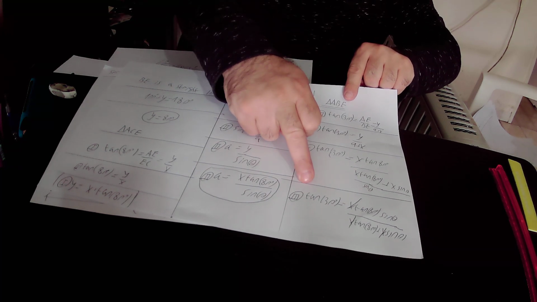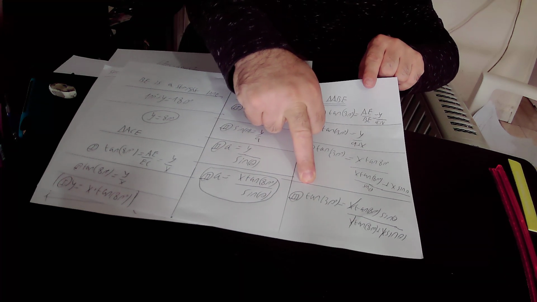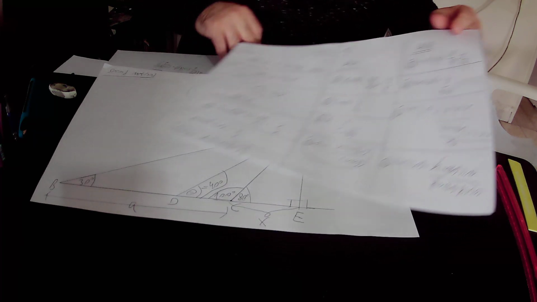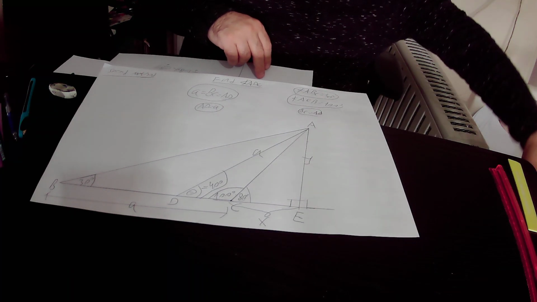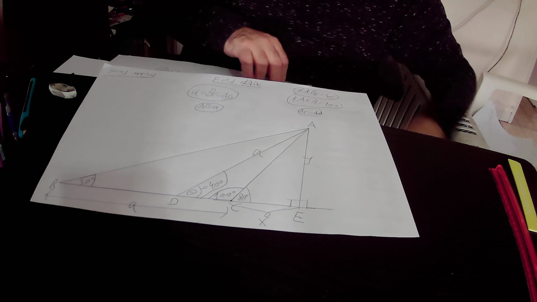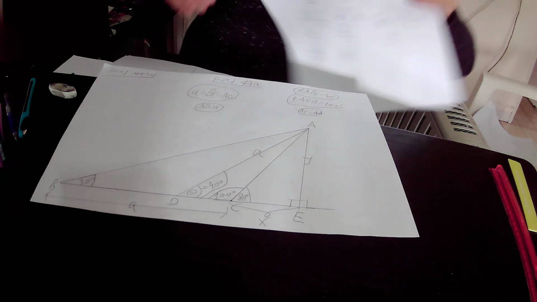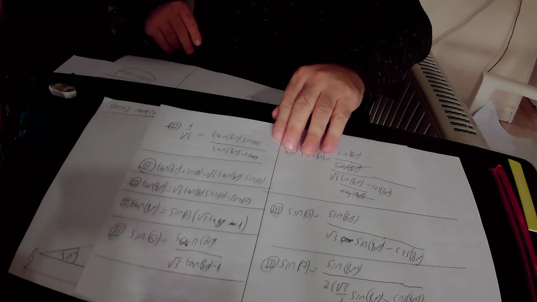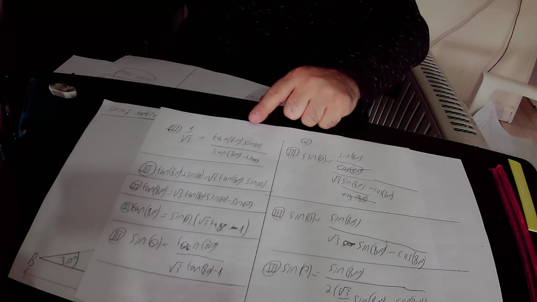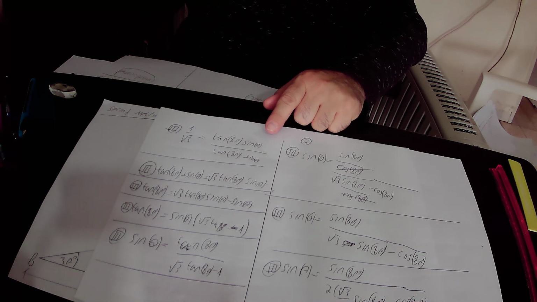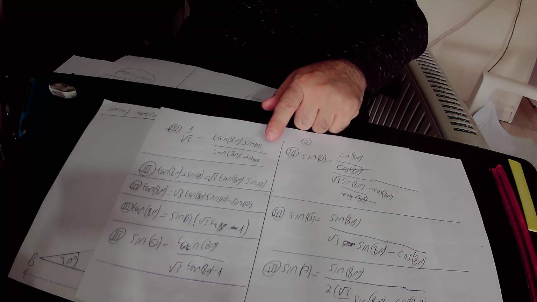We also know that tangent 30 degrees equals 1 over square root of 3. So in conclusion, we found out that according to equation number 3, 1 over square root of 3 equals tangent 80 degrees times sine theta over tangent 80 degrees plus sine theta.